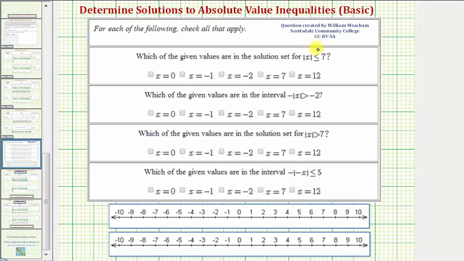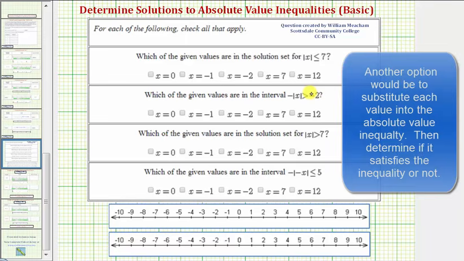Here we're given several absolute value inequalities and asked to determine which of the given values are in the solution set or in the interval. We'll be answering these questions graphically. Remember, the absolute value of a number is a number's distance from 0.